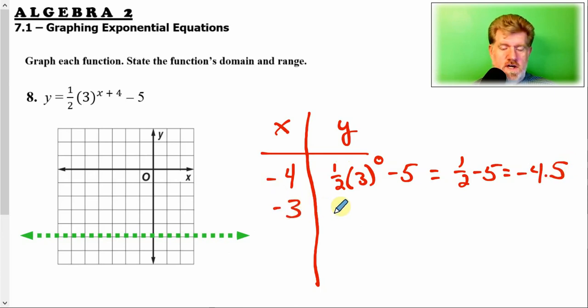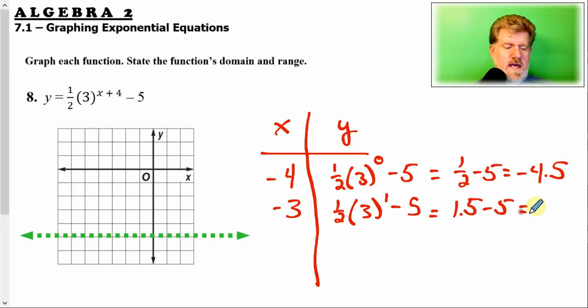Now we're going to move it up by 1. If I move it up by 1, this is going to be a negative 3 plus 4, which is 1. So I'm going to be tripling a half. A half times 3, which is 1.5. Now if I subtract 5 from 1.5, I would get negative 3.5. All right, and I'm going to keep on going. I'm going to multiply it by 3 again.